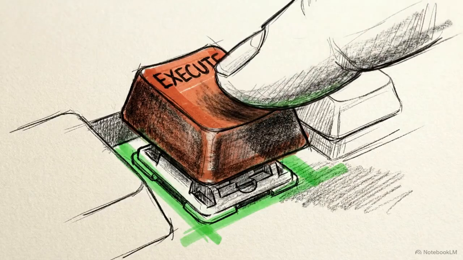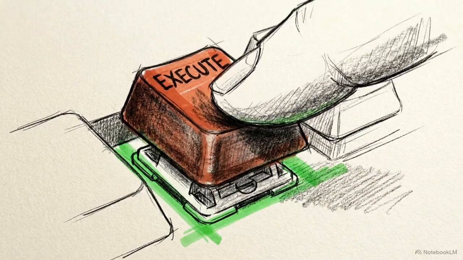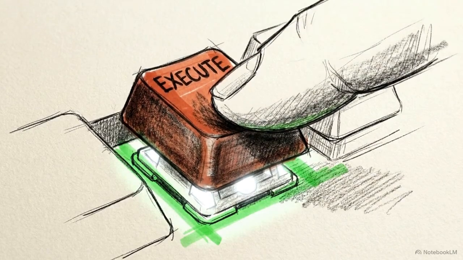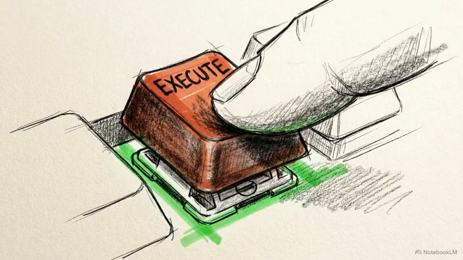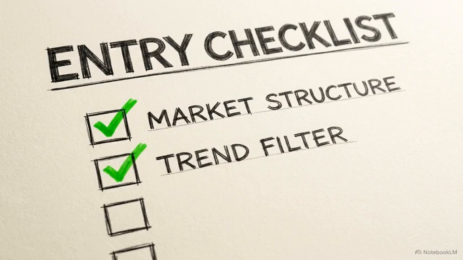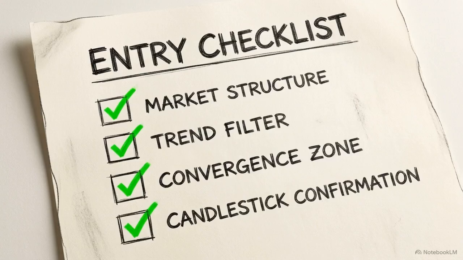Stacking these elements, the higher high trend, the convergence zone, and a precise candlestick trigger, turns a random gamble into a calculated execution. You now possess an objective, rules-based strategy. There is no emotional guessing or panic involved. Look at this checklist before every trade. Are you making higher highs? Is the price above the moving average? Has past resistance been retested? Do you have a bullish trigger?